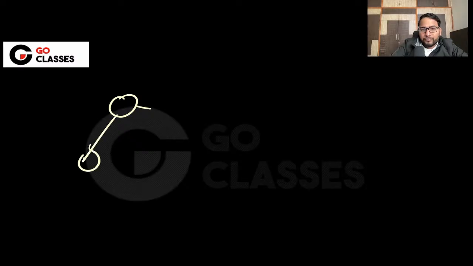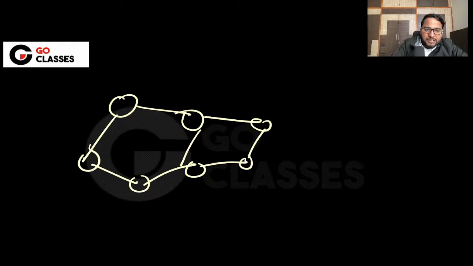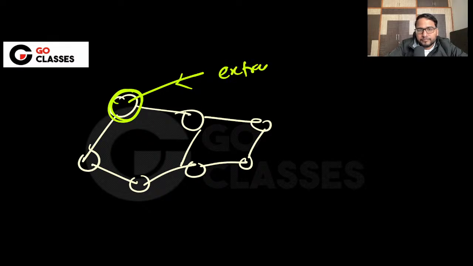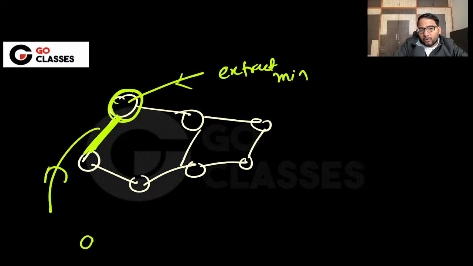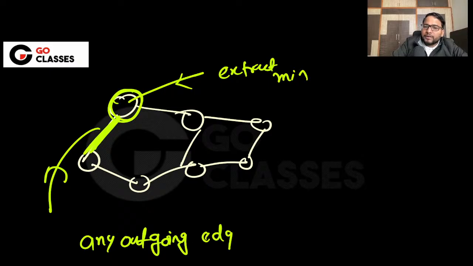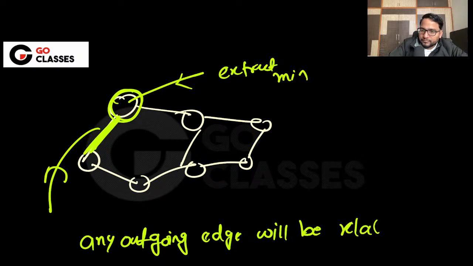What does Dijkstra do? It will extract the minimum, whatever is the minimum, and will relax all the outgoing edges. So any outgoing edge will be relaxed just once. I mean, at most once, basically.